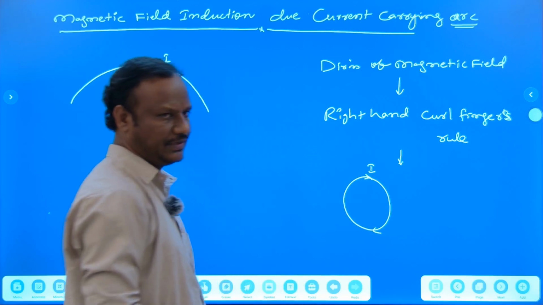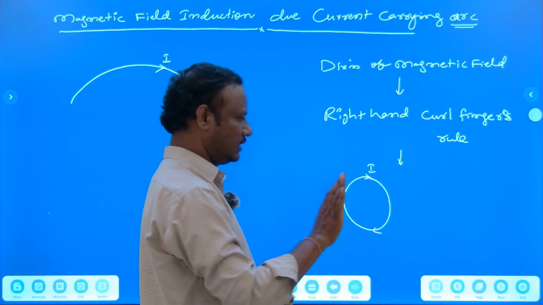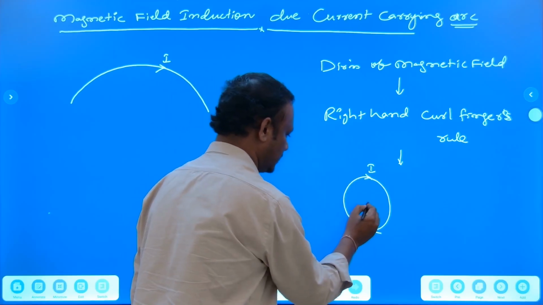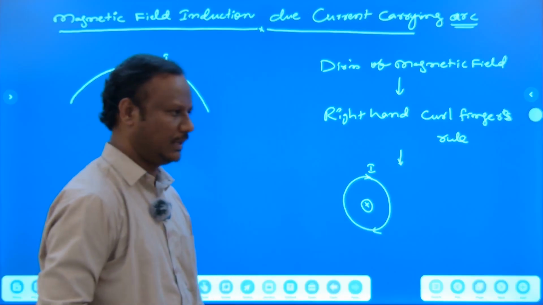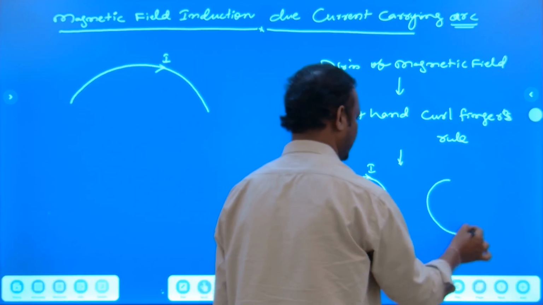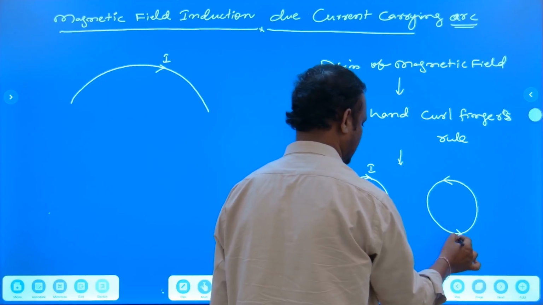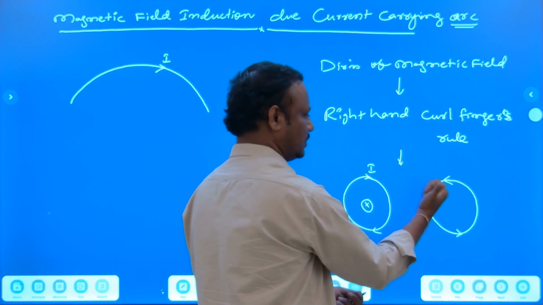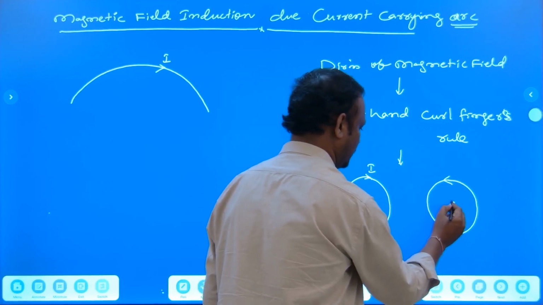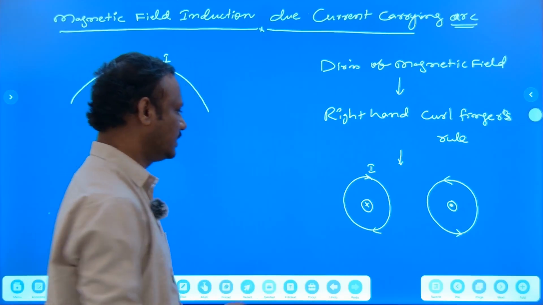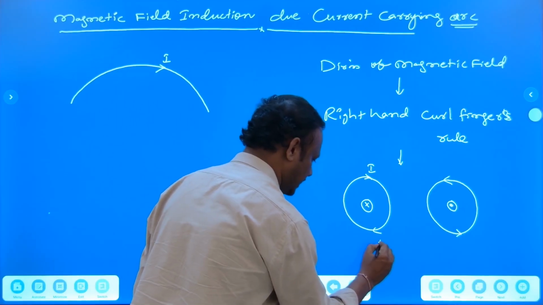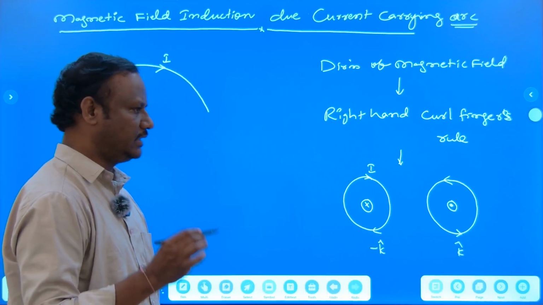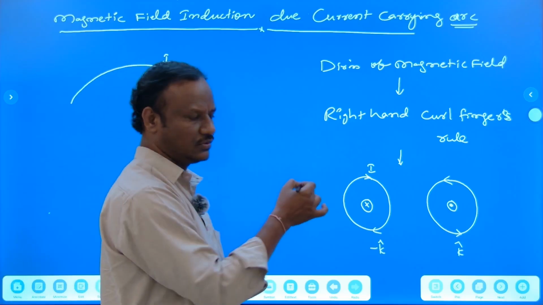So if I place the curl fingers in the direction of this current, the thumb is into the plane, so the magnetic field is into the plane. And if the current is passing in the other direction, the thumb is out of the plane. Into the plane means minus k cap, and out of the plane means k cap. x, y and z, z is perpendicular to the screen.